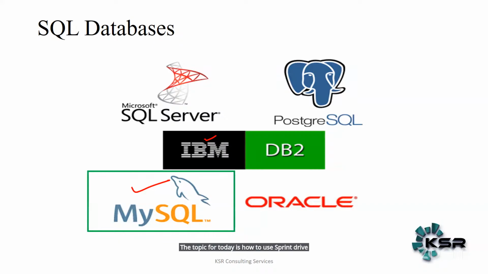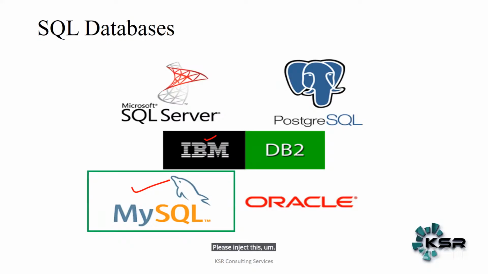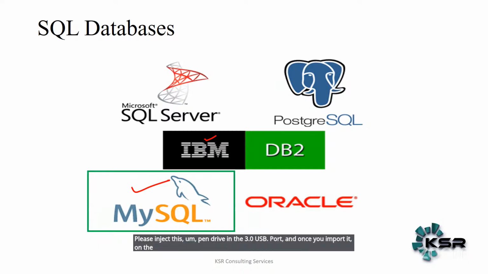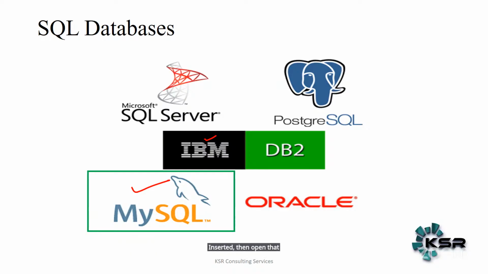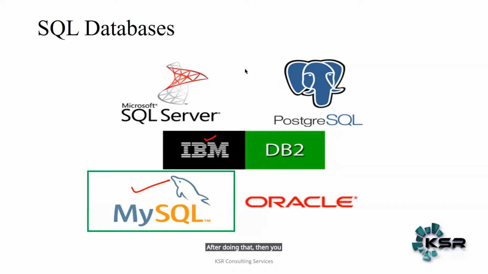So we'll take a Sony pen drive, and I'm telling you clearly, please insert this pen drive in the 3.0 USB port. Once you insert it, on the right side corner of your screen, you'll get a new device inserted. Then open that. You will see the pen drive. Then click explore, and you'll see all the files. Then do all the copy paste, movement of pictures, everything. After doing that, right click, eject, and you can pull it out. Now I have taught you how to use a Sony pen drive.